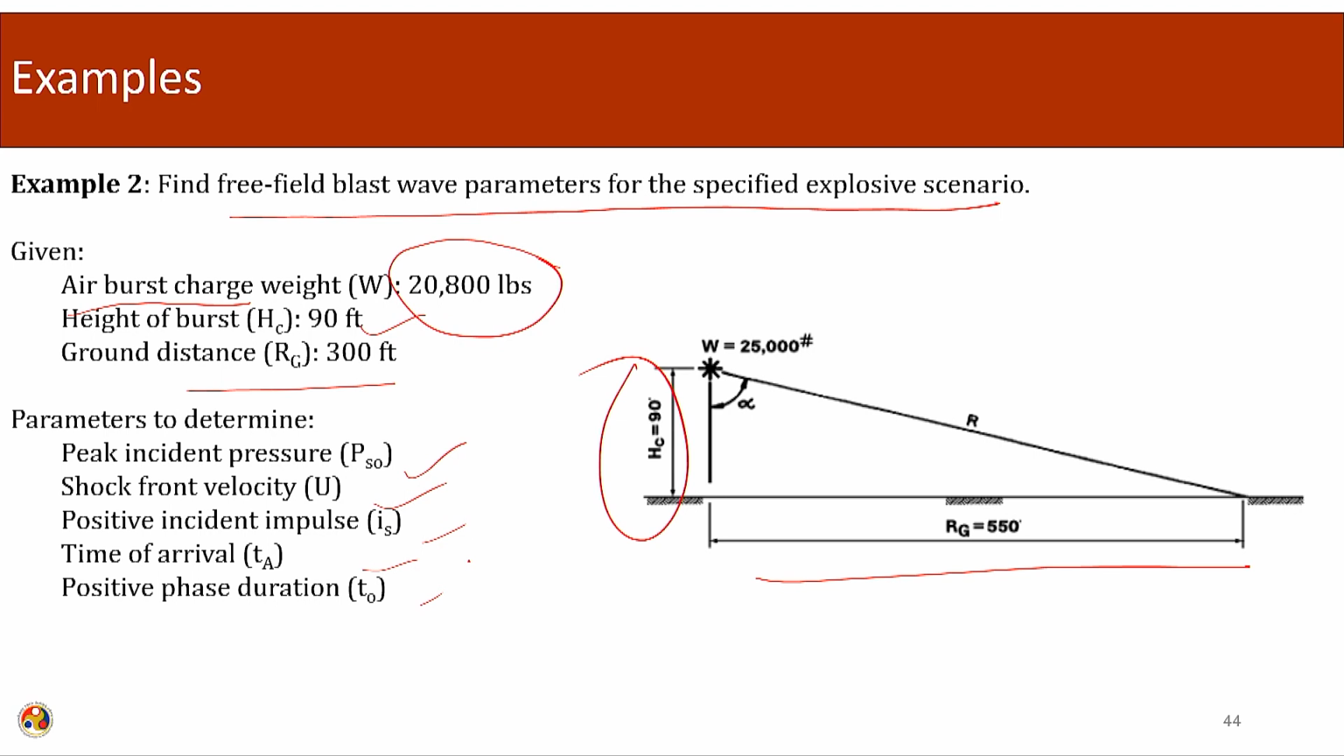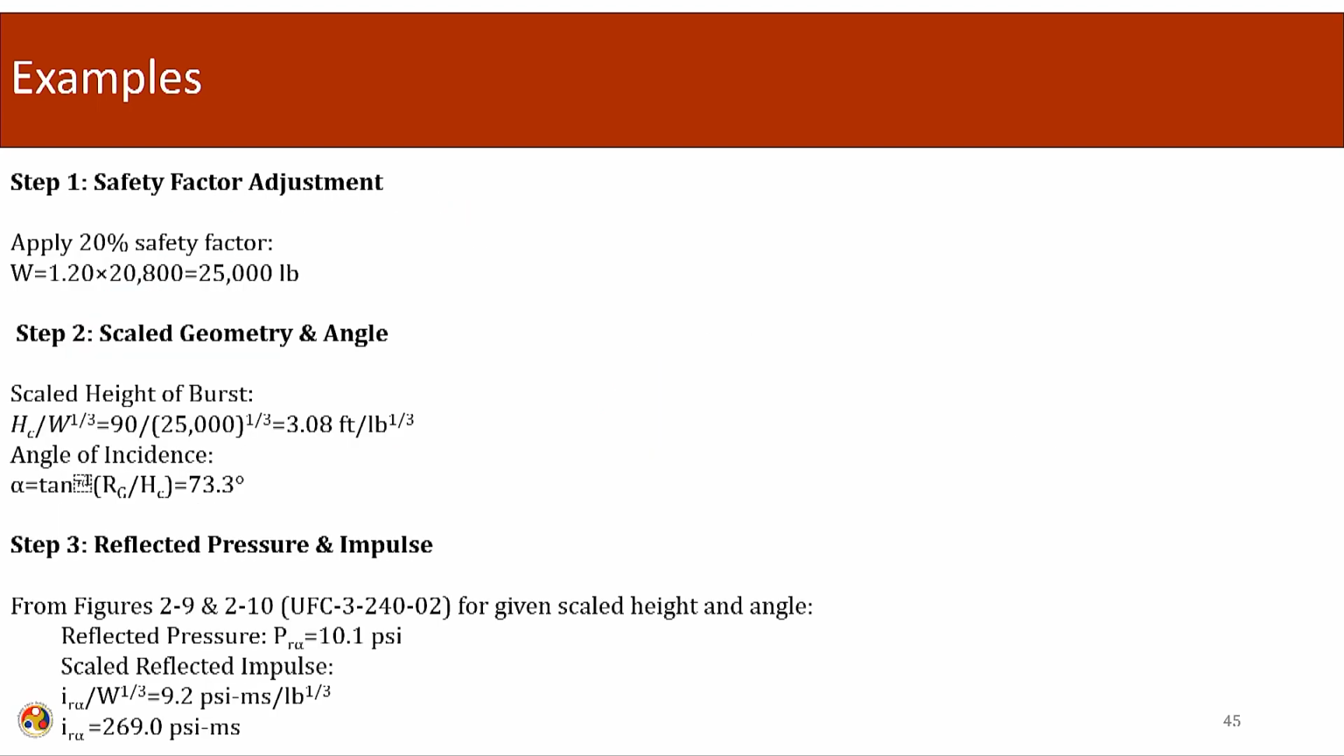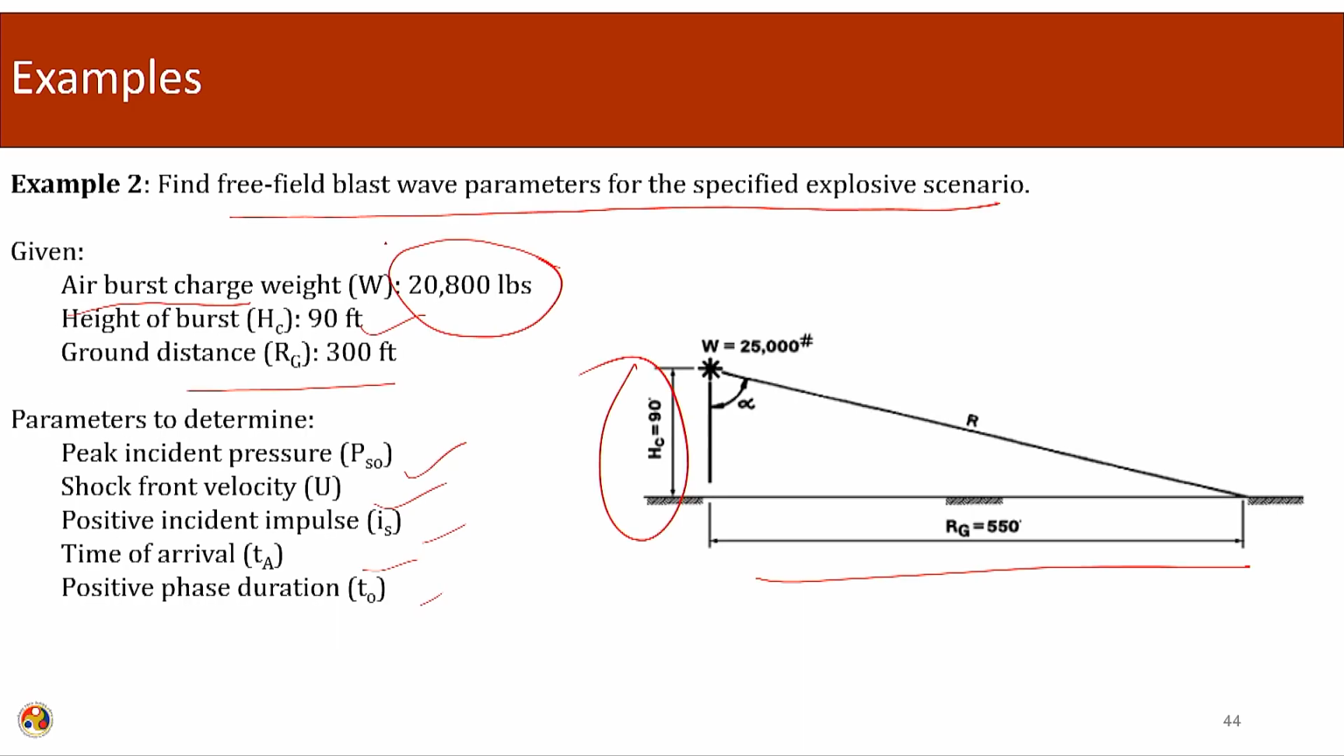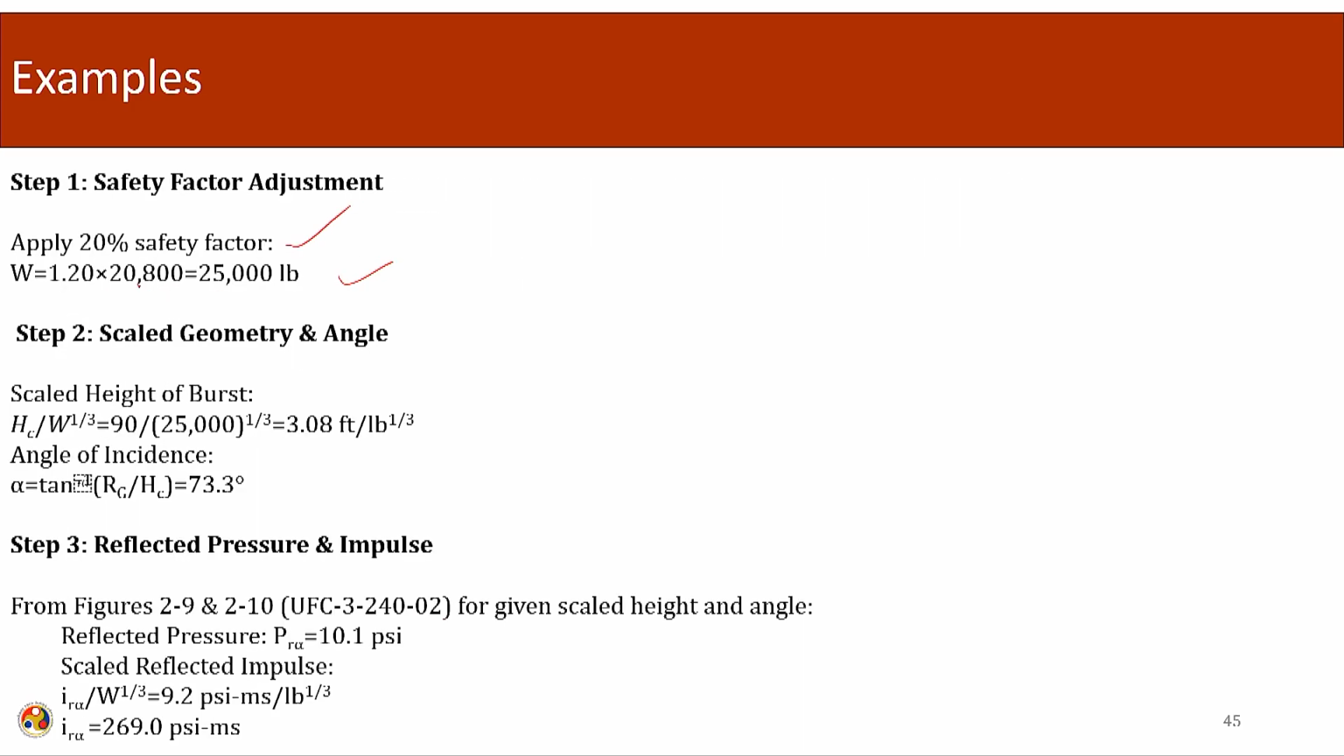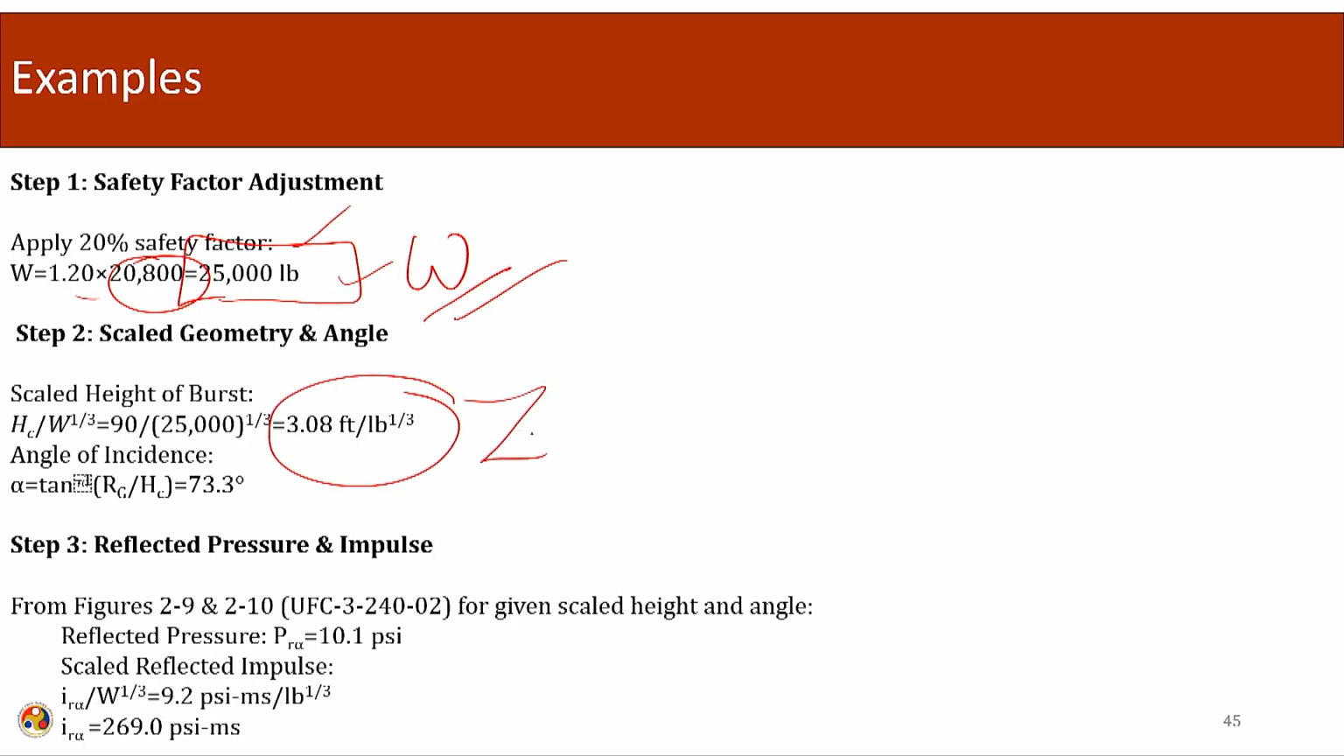We will follow the same procedure. First we will apply the safety factors. We were given 20800. We multiplied by 1 times and got the equivalent burst weight. After that we calculate the scaled geometry and angle. For the scaled geometry we get the value of Z, and the angle of incidence we get as 73.3 degrees.